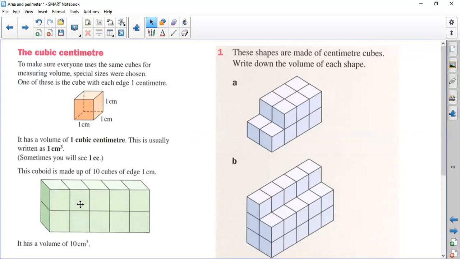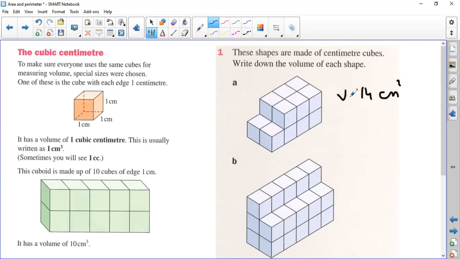In this figure, this cuboid is made of 10 small cubes with side 1 centimeter. So the volume of this one will be 10 centimeter cubed. In the same way, we can find the volume of these shapes. These shapes are made of 6 and 8, 14 cubes. Each of them is 1 centimeter cubed, so the volume of this one will be 14 centimeter cubed.